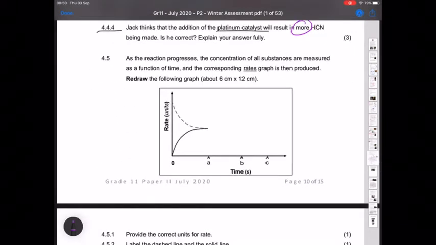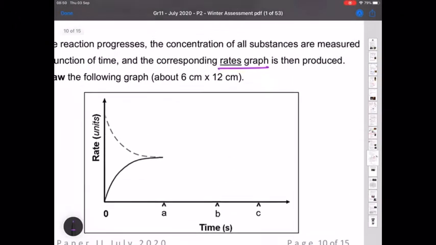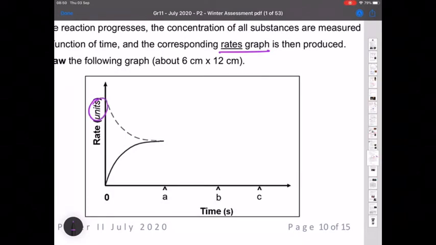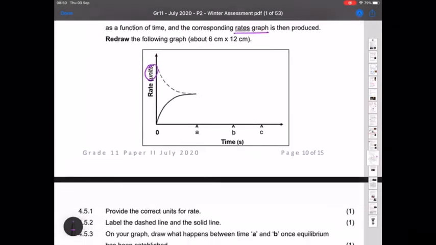Okay, now we have a rates graph. As the reaction progresses, the concentration of all substances is measured as a function of time, and a rates graph is produced. To redraw the following graph. So you had the axis already. Over here, you had to provide the units. The units were moles per decimeter cubed per second.